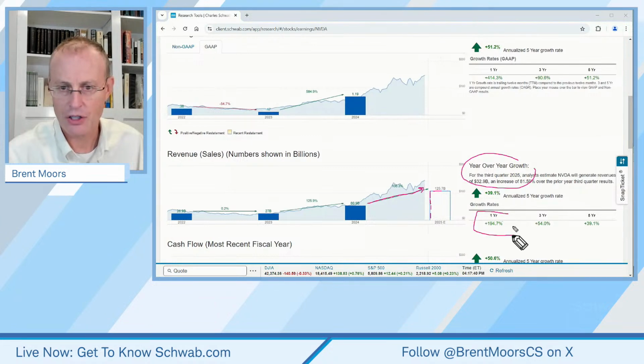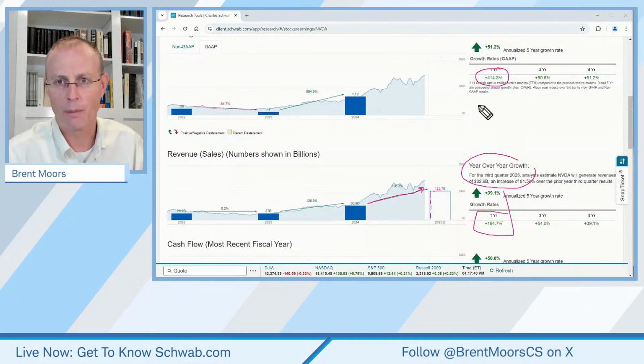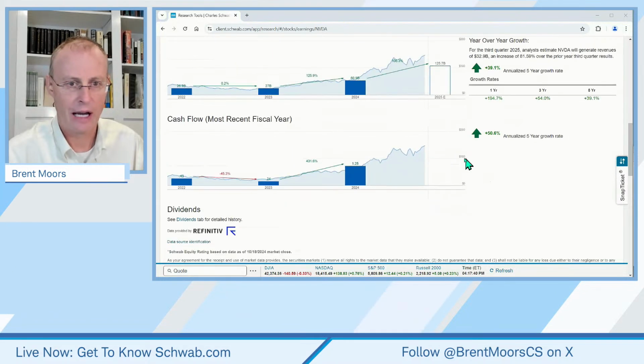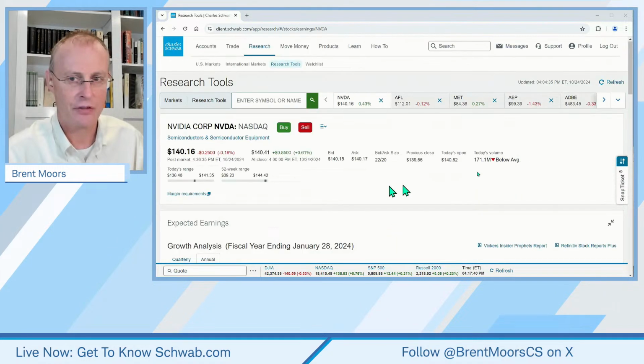Revenue growth rate over the past year, almost 200%. That's huge. Growth rates in GAAP earnings over the past year, up over 400%. Annualized, 51%. Let's keep going down. You can look for cash flow. A lot of traders like to see that higher cash flow.